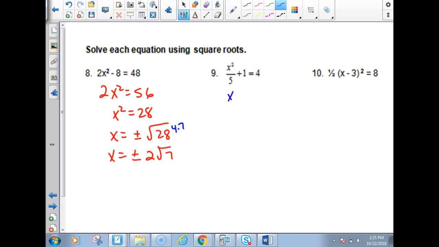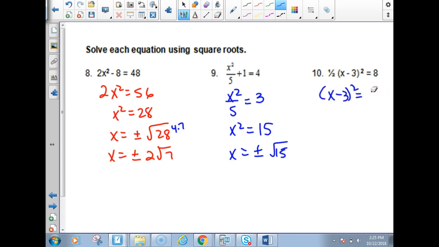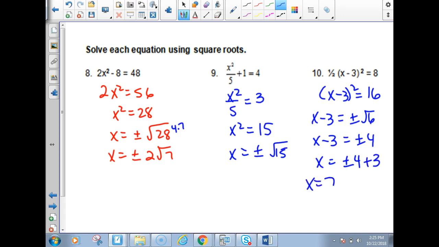Number 9, you want to subtract 1 first, giving you 3. Multiply by 5. X squared is 15. Take the square root, and don't forget it's positive or negative square root of 15. Number 10, we want to multiply both sides by 2 first, giving us x minus 3 quantity squared equals 16. Take the square root. Positive or negative square root of 16 is going to be plus or minus 4. Now, when you add 3, you're going to need to do positive 4 plus 3, which is 7, and negative 4 plus 3, which is negative 1, to get your 2 solutions.